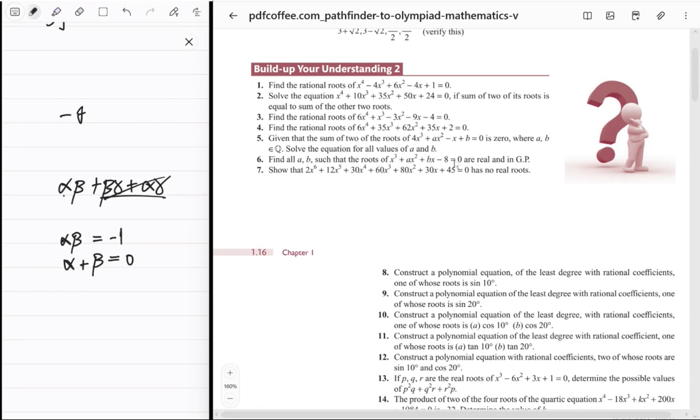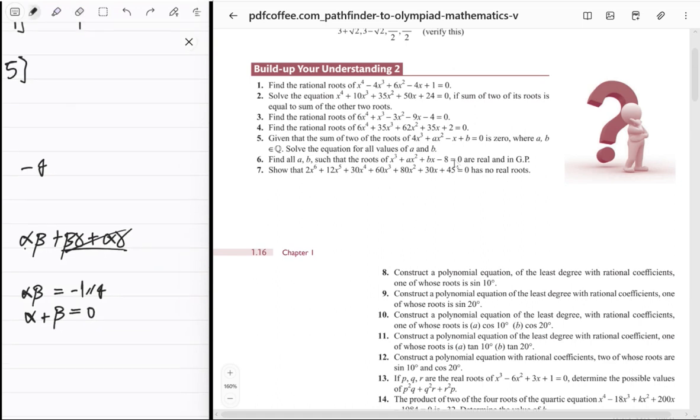Oh, and by the way, it's not actually negative 1. It's negative 1 upon 4. In that case, it's actually not 1 and minus 1. It's actually 1 upon 2 and minus 1 upon 2, right? So we just say alpha is equal to 1 upon 2, beta is equal to negative 1 upon 2, gamma we do not know.